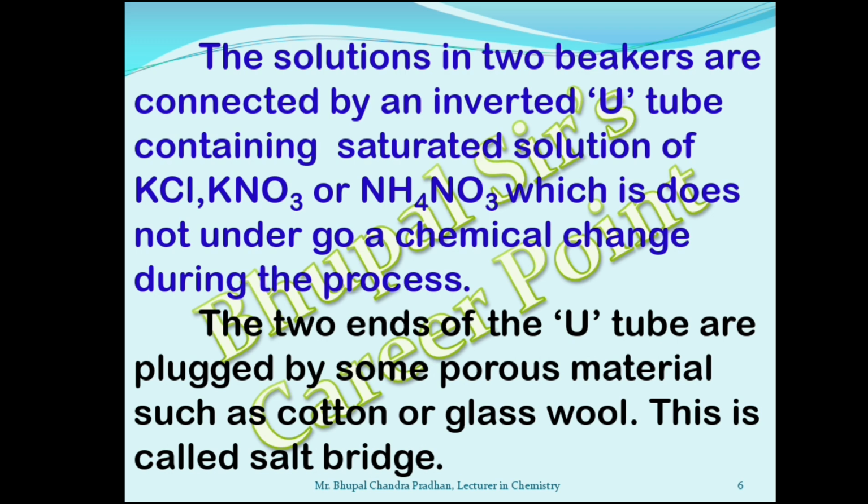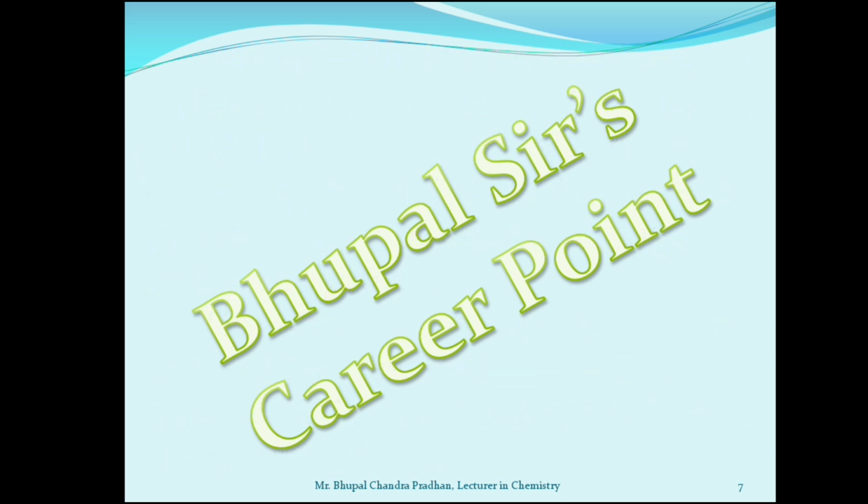The two ends of the U tube are plugged by some porous material such as cotton or wool. This is called a salt bridge. So a salt bridge is an inverted U tube containing a saturated solution of potassium chloride, potassium nitrate or ammonium nitrate, which does not undergo a chemical change during the progress and whose two ends are plugged with some porous material such as cotton or wool. This is called a salt bridge.